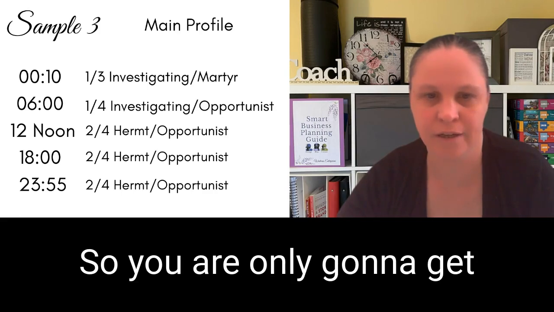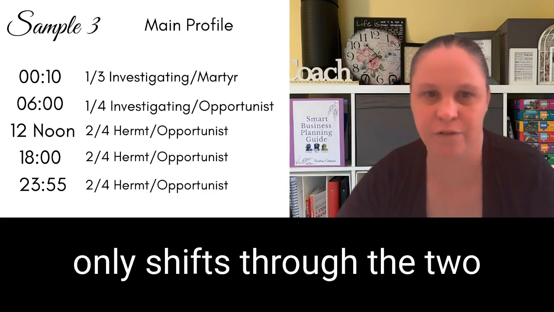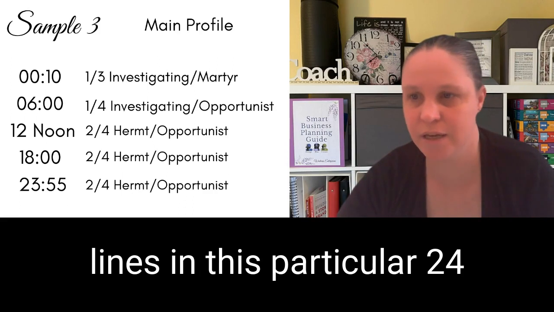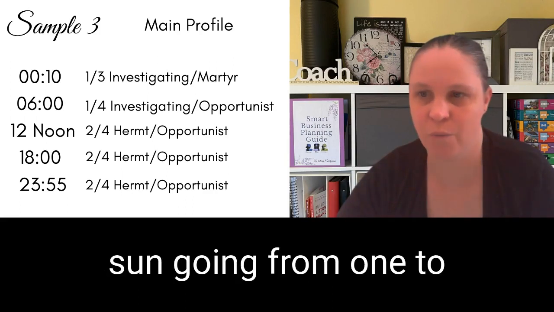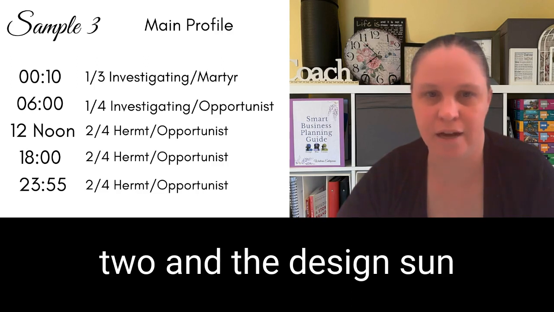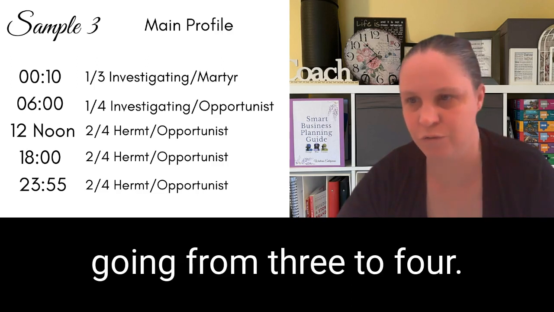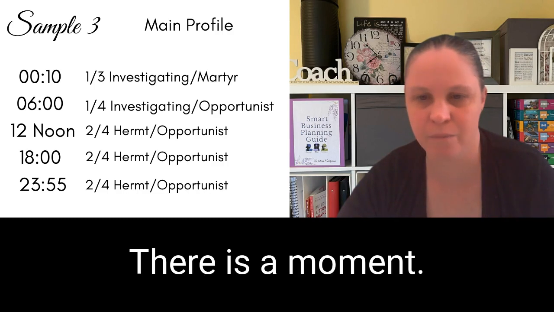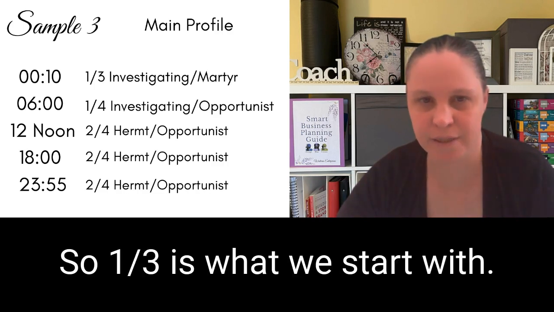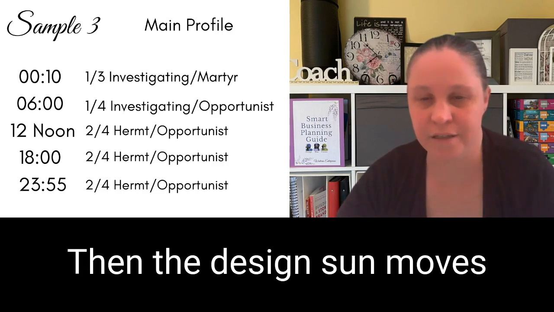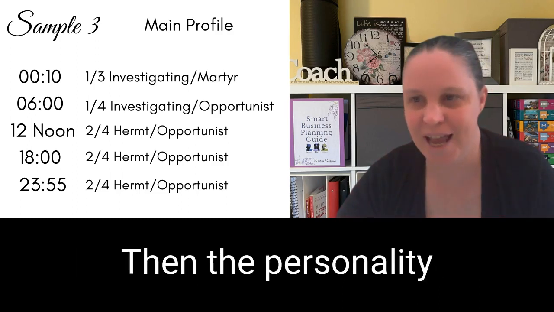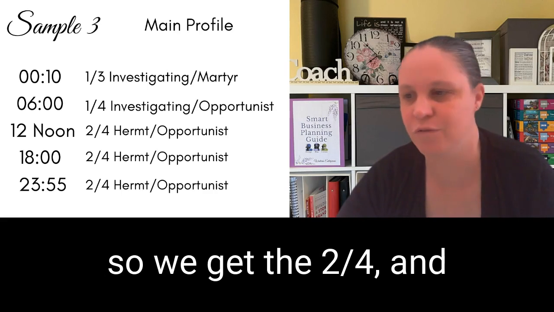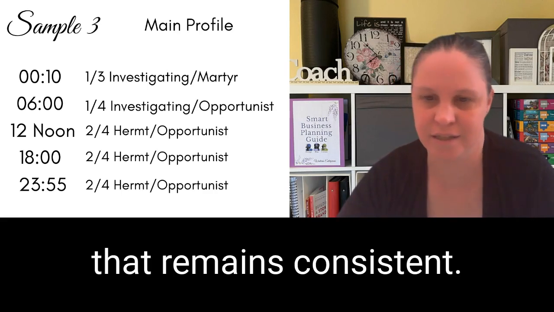Yeah, so you're only going to get, because the sun only shifts through the 2 lines in this particular 24-hour period, the personality sun going from 1 to 2 and the design sun going from 3 to 4, there is a moment. So 1, 3 is what we start with. Then the design sun moves into 4, so we get the 1, 4. Then the personality sun moves into the 2, so we get the 2, 4, and that remains consistent.